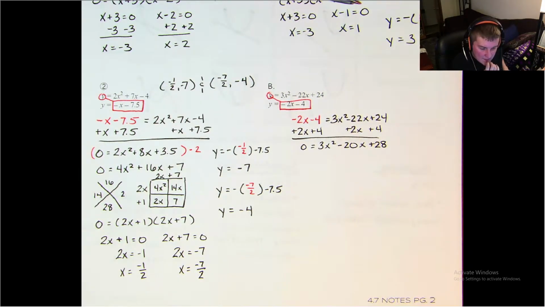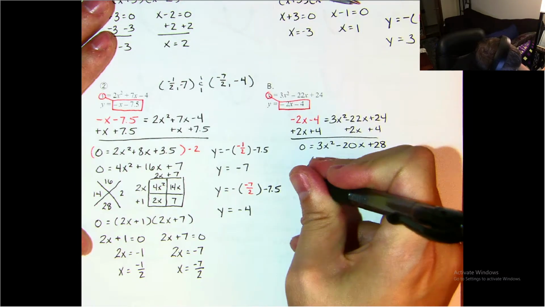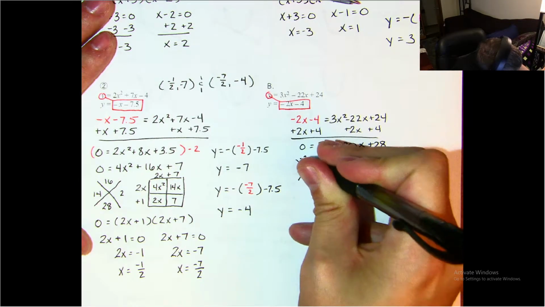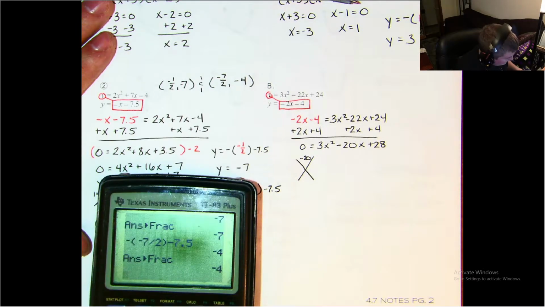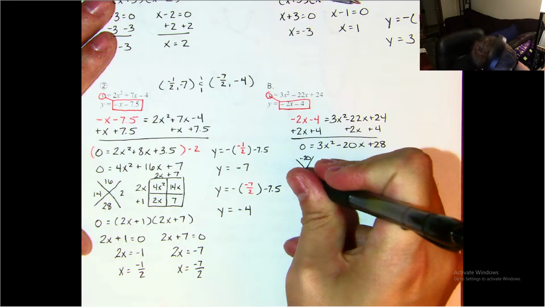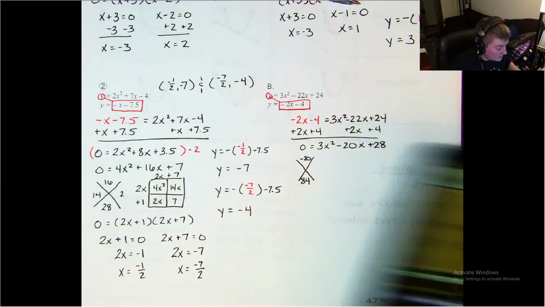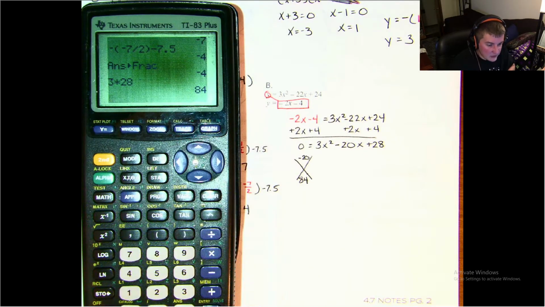Okay, so this one definitely has 3 terms, and the a value is not 1. That means I have to use the Xbox method. So I'm looking for numbers that add to negative 22 but multiply to whatever 3 times 28 is, 84. Currently, I have absolutely no idea what adds to negative 20 but multiplies to 84. So I'm just going to go ahead and start checking combinations.